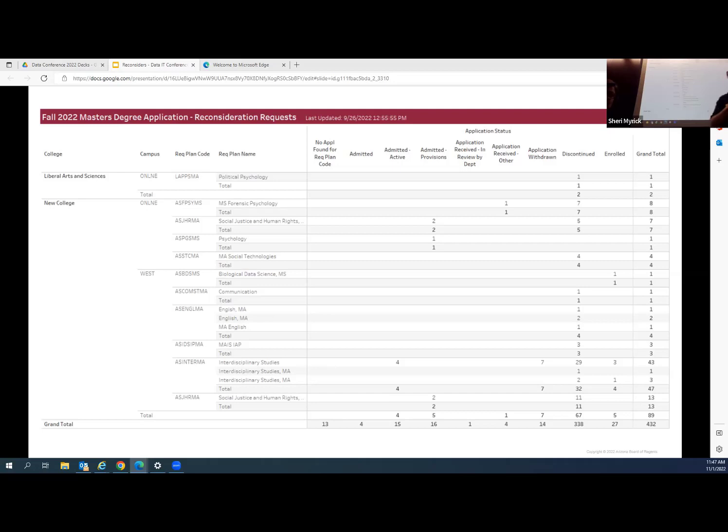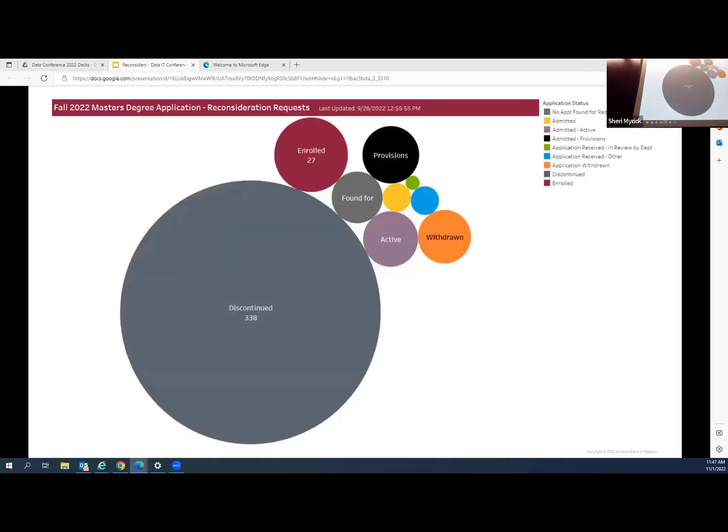If you're more of a visual learner and you like pretty pictures, here's a more direct breakdown of what our outcomes look like. So you can see we had, I think it was 432 total requests submitted. Of those, based on the application status from the admissions application table, we ended up with 338 being discontinued for whatever reason. But the sweet spot, the goal there, is that we had 27 go to an enrolled status. So in terms of outcomes of the project and the effort, that's around what we were looking at on September 26th, based on that admissions table.